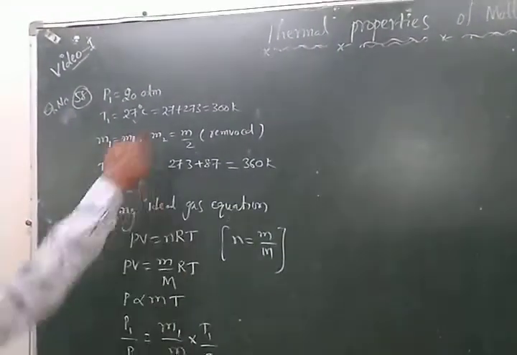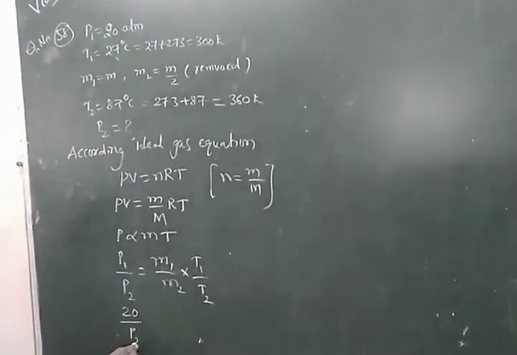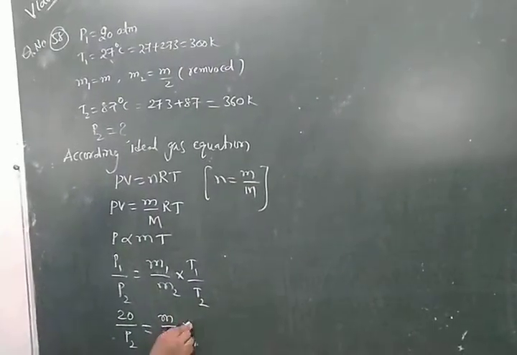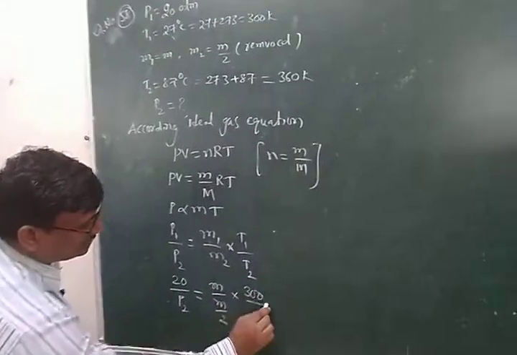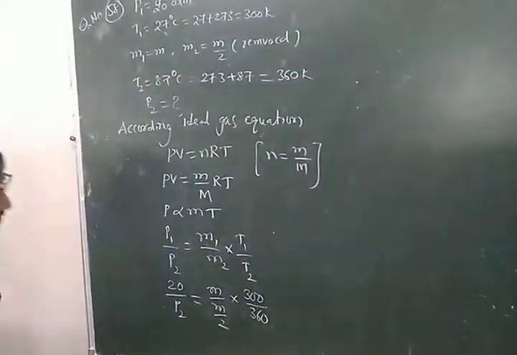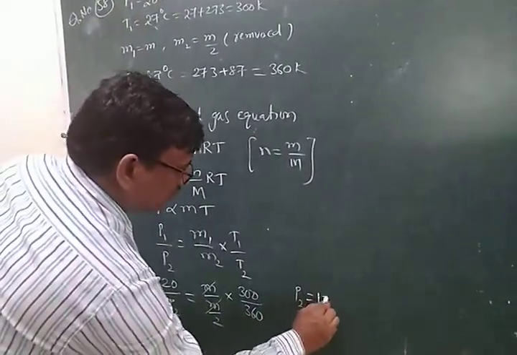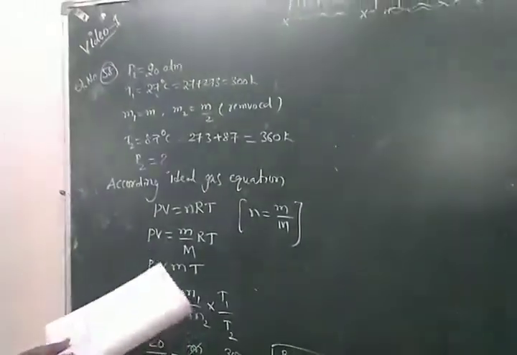Here the values are there. Substitute P1 is equal to 20, so 20 by P2 is equal to M1 by M2, which is M by M by 2, into temperature T1 equal to 300 and T2 equal to 360. And we cancel, and finally we get P2 is equal to 12 atm. 12 atm.